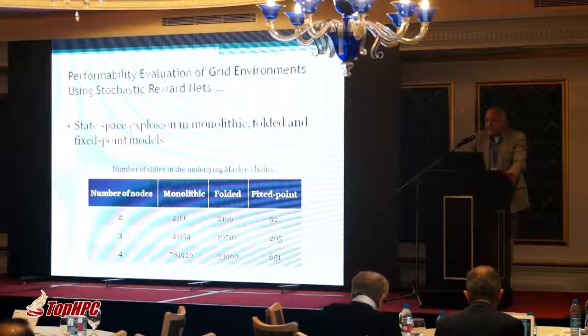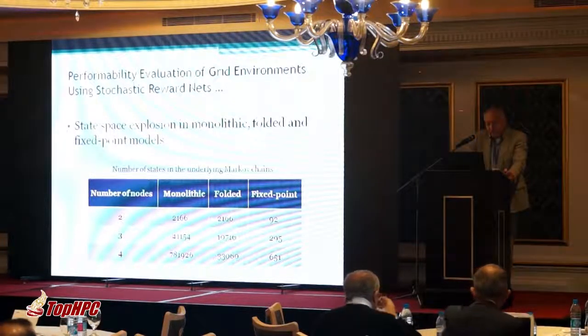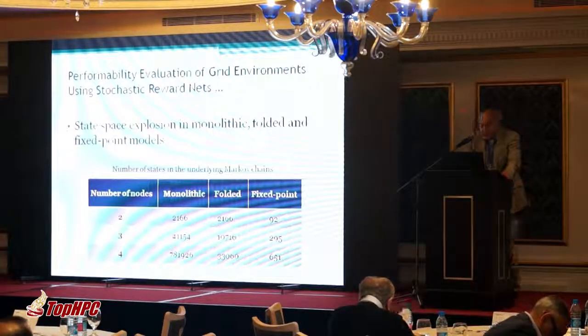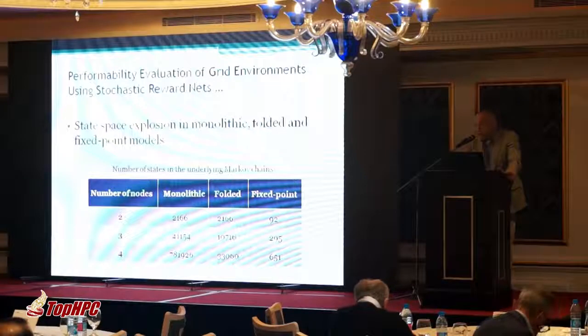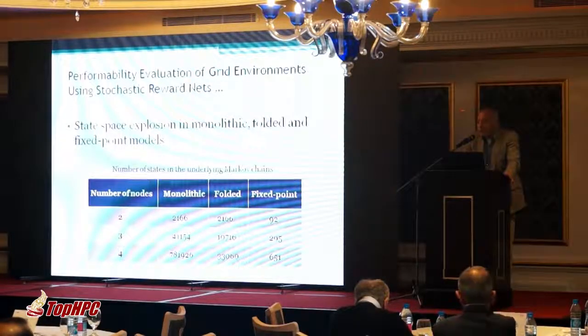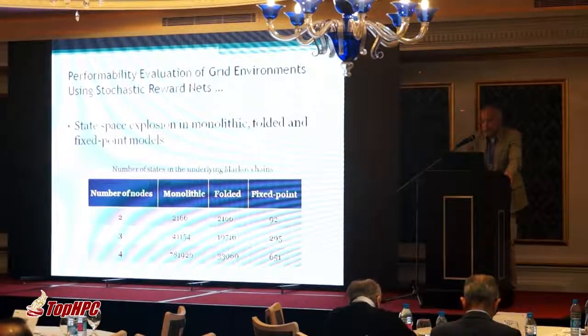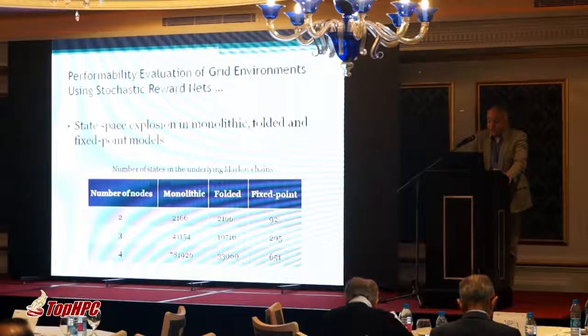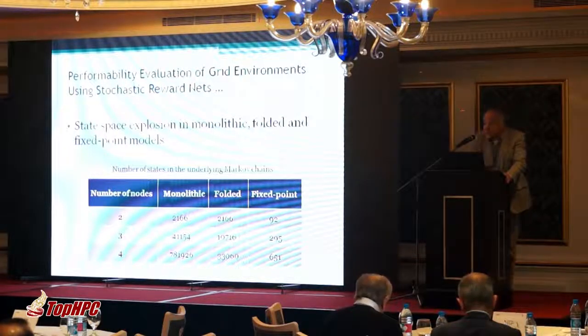The number of states of the underlying Markov chains which were resolved, on the other hand, you see, for example, when the number of nodes increases to 4, for the monolithic method would be almost 1 million states. For the folded one, 30,000. But for fixed point, less than 1,000. So it would be much easier to solve a Markov chain with less than 1,000 states than around 1 million.